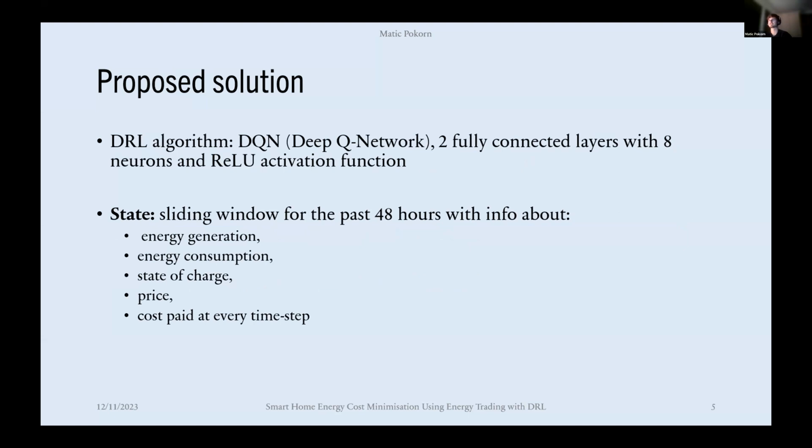What does our proposed solution consist of? The DRL algorithm we are using is the DQN network, which was designed by DeepMind, using 2 fully connected layers with 8 neurons and a ReLU activation function. Our state design is a sliding window for the past 48 hours with information about the household energy generation, energy consumption, battery state of charge, energy price, and the cost we have paid at every time step.